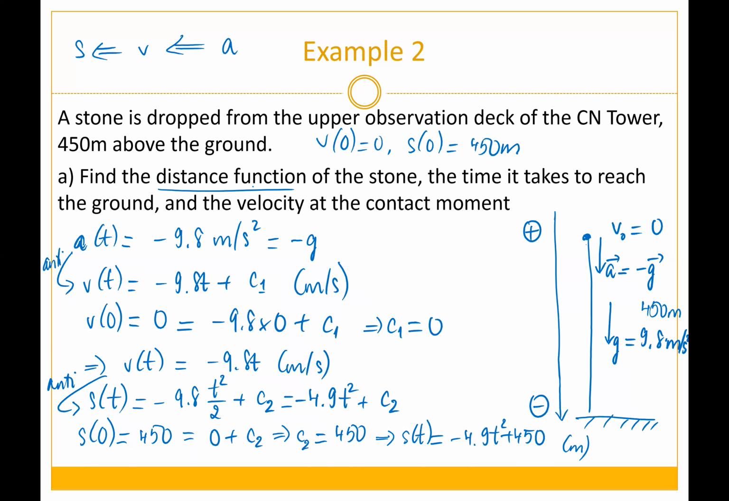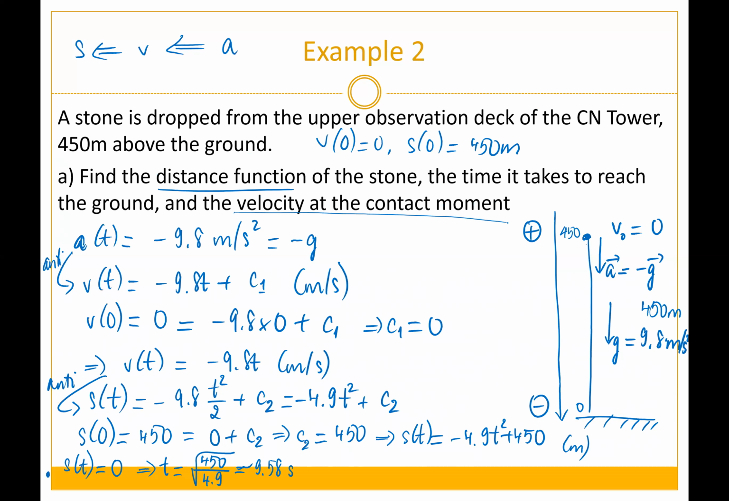Now that you have the distance function, to find the time it takes to reach the ground: at first you have s equal to 450, and when you reach the ground you have s equal to 0. So basically you just try to find t that gives you s of t equal to 0. So t is going to equal the square root of 450 over 4.9. I think I have the numbers: that is going to be 9.58 seconds. So this is the time it takes to reach the ground.